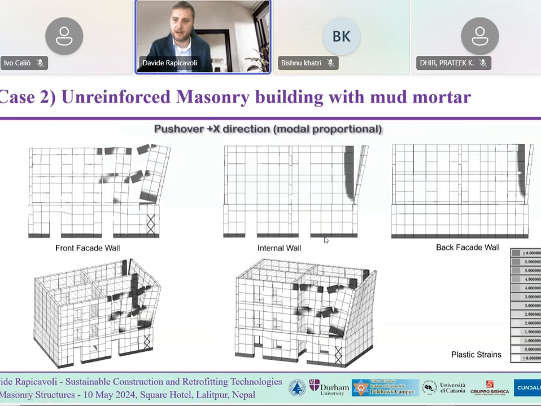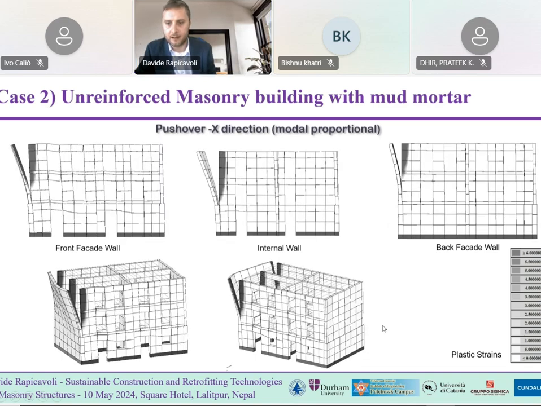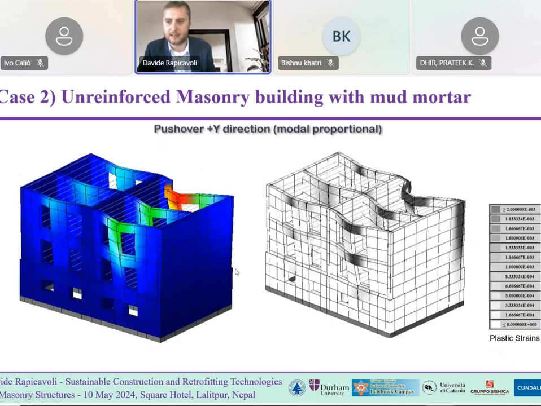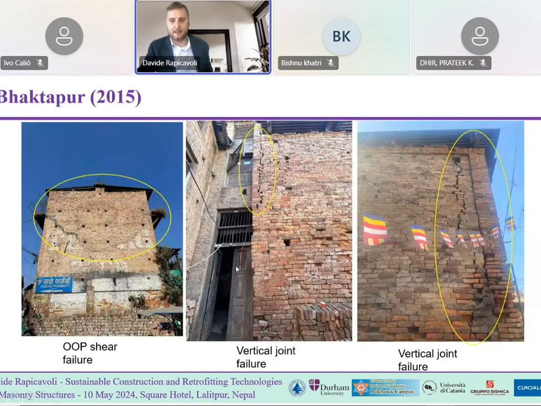In particular, by means of pushover analysis, we can recognize that local collapse mechanisms by means of out of plane failures occur in the facade. We are already out of time.